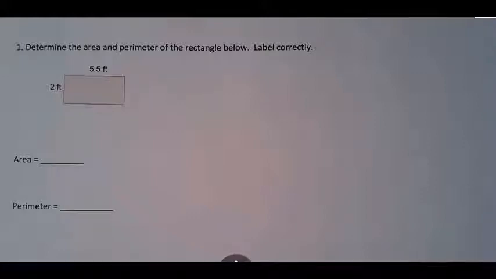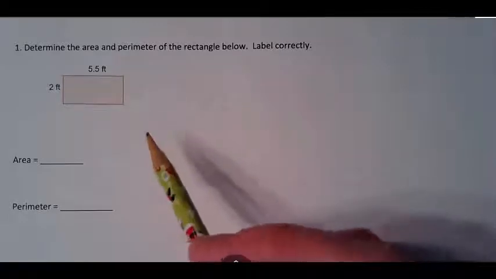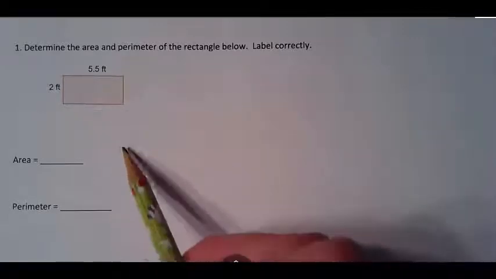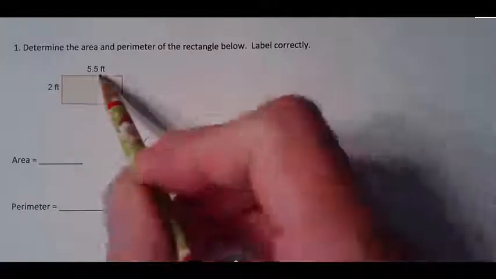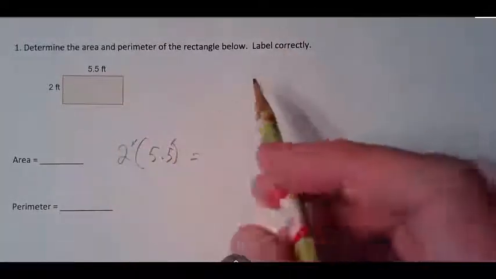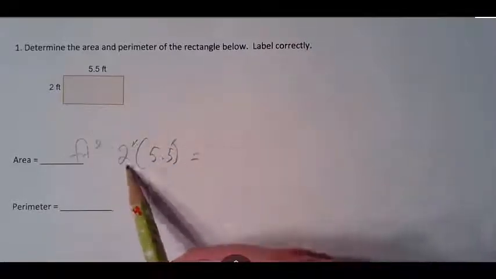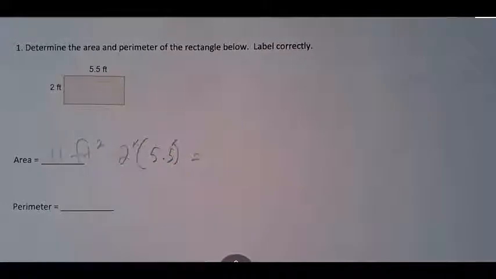Alright, we have to find area and perimeter of a rectangle. Pretty straightforward process. Area of a rectangle is just base times height, sometimes known as length times width, doesn't matter what you call it. We're going to multiply this dimension times this dimension. They're both feet, so our label is going to be feet times feet is square feet, and if you multiply these numbers out, you get 11.